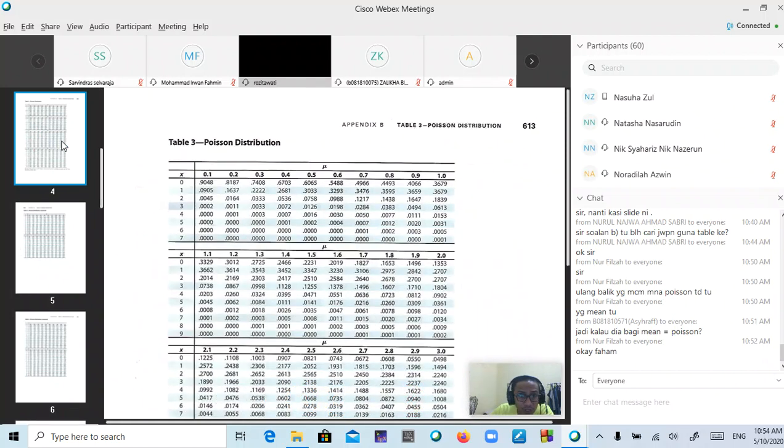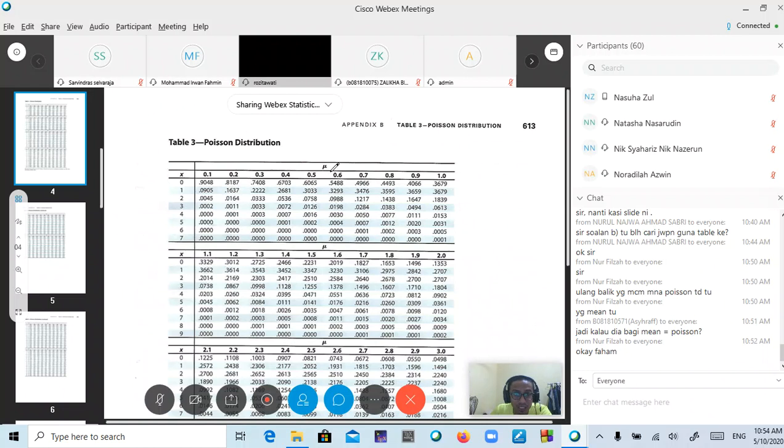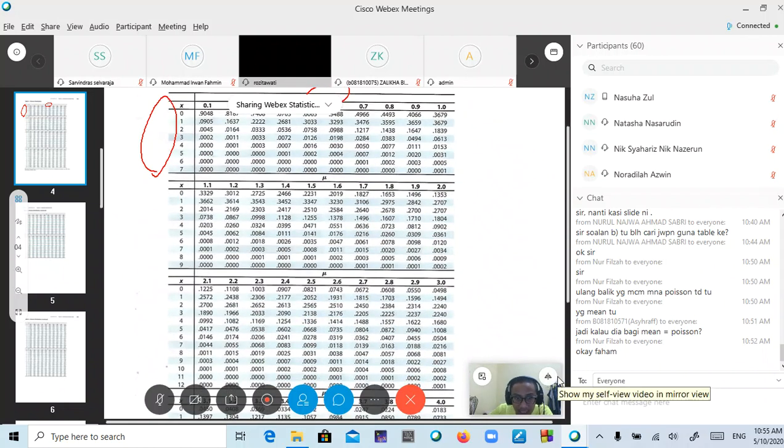Okay. Poisson, mu equal to 3. Kalau Poisson, you kena cari mu dulu. Kalau binomial, you kena cari n. Dekat sini ada n tadi, binomial. Tapi kalau Poisson, you kena cari mu. Mu equal to 3. And then your X also equal to 3.